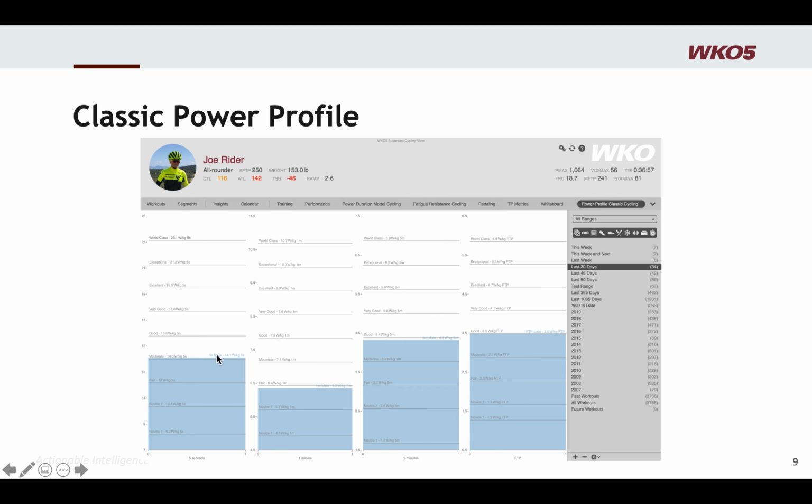Finally, we have our classic power profile, how we compare 5 seconds, 1 minute, 5 minutes, and FTP. And again, you're seeing different ways of looking at data and understanding what their strengths and limiters are.